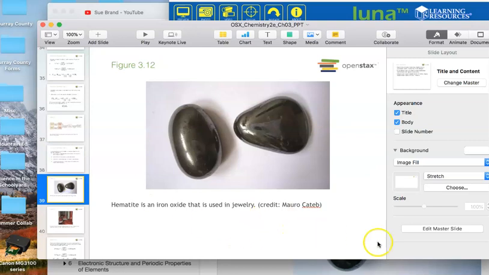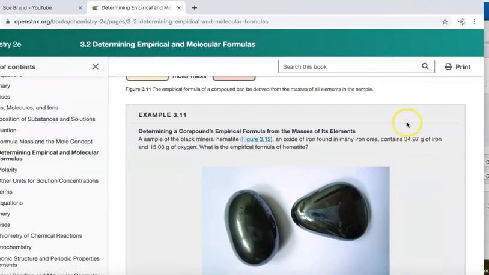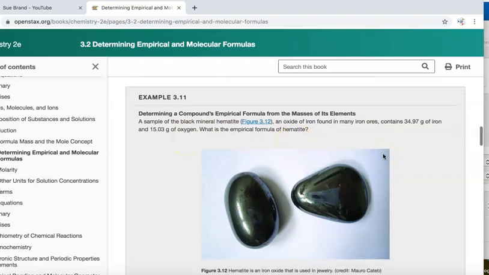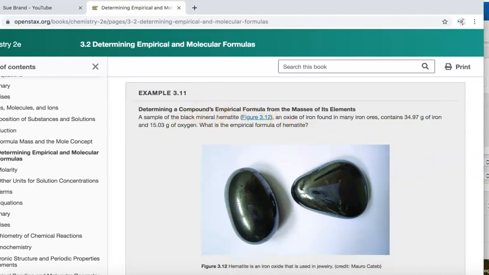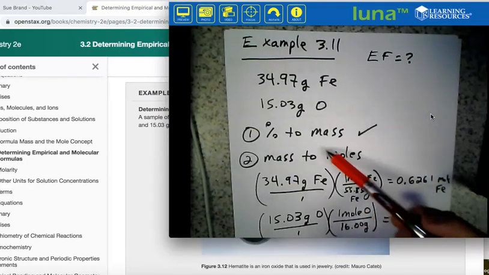All right, so there's a problem here in your textbook. It's asking you to determine, let's see, it says a sample of the black mineral hematite, an oxide of iron found in many iron ores, contains 34.97 grams of iron and 15.03 grams of oxygen. What is the empirical formula of hematite? Okay, so they give us the masses of both elements, one for iron and one for oxygen. And so they're asking us to determine the empirical formula from the given masses of the elements. So what is the empirical formula? So we have our masses here.